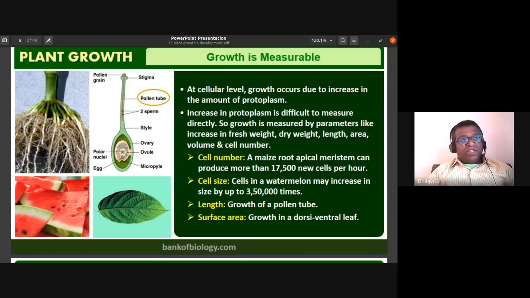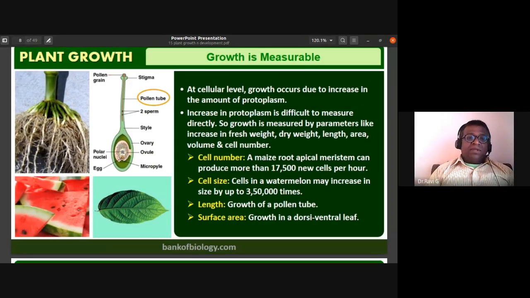So growth is measurable. Growth as an increase of protoplasm is very difficult to measure. At the cellular level, growth occurs due to the increase in the amount of protoplasm, and this increase is difficult to measure directly. So we are going to measure growth by other parameters like increase in fresh weight, dry weight, length, area, volume, and cell number.